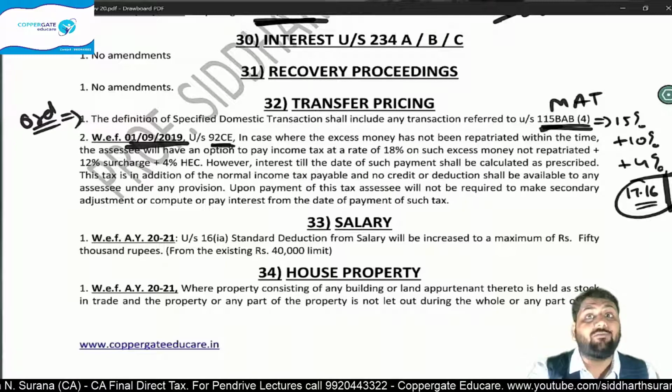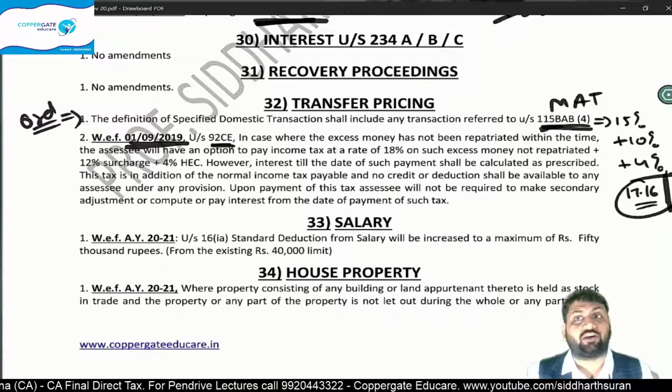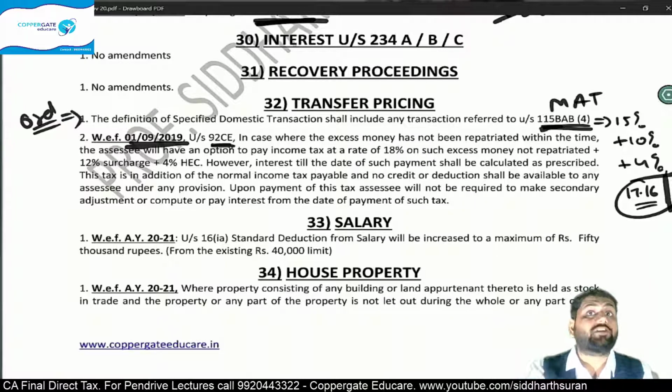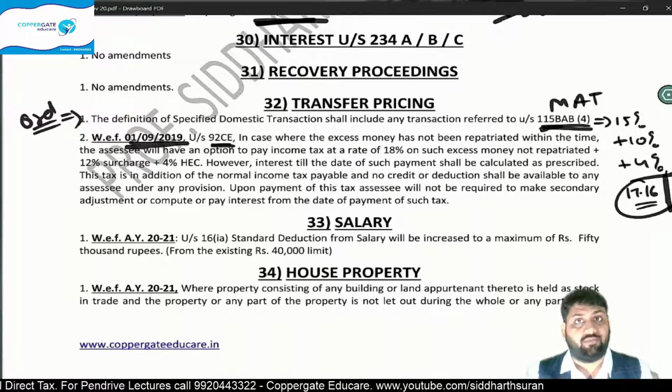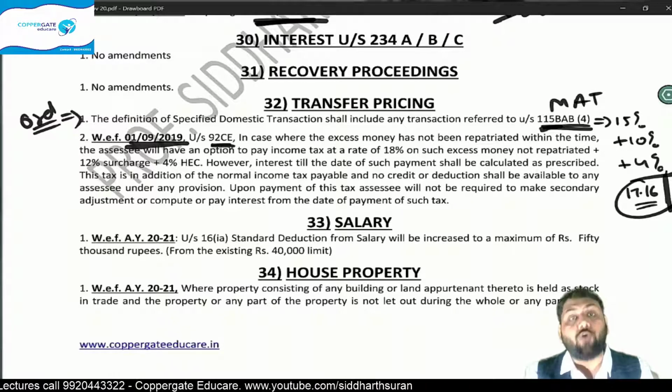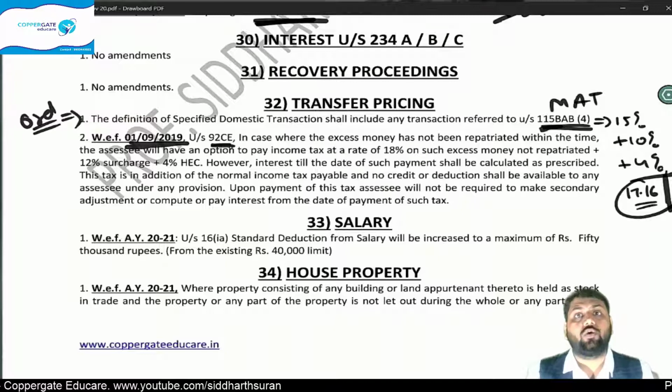But this you will have to change in the books of your associated enterprise also. Not just that, you will have to receive that money from the associated enterprise within the prescribed time limit, and if you don't receive that money from your associated enterprise within the prescribed time limit, then it is going to be considered as a loan given to the associated enterprise and we have to pay tax on notional interest.